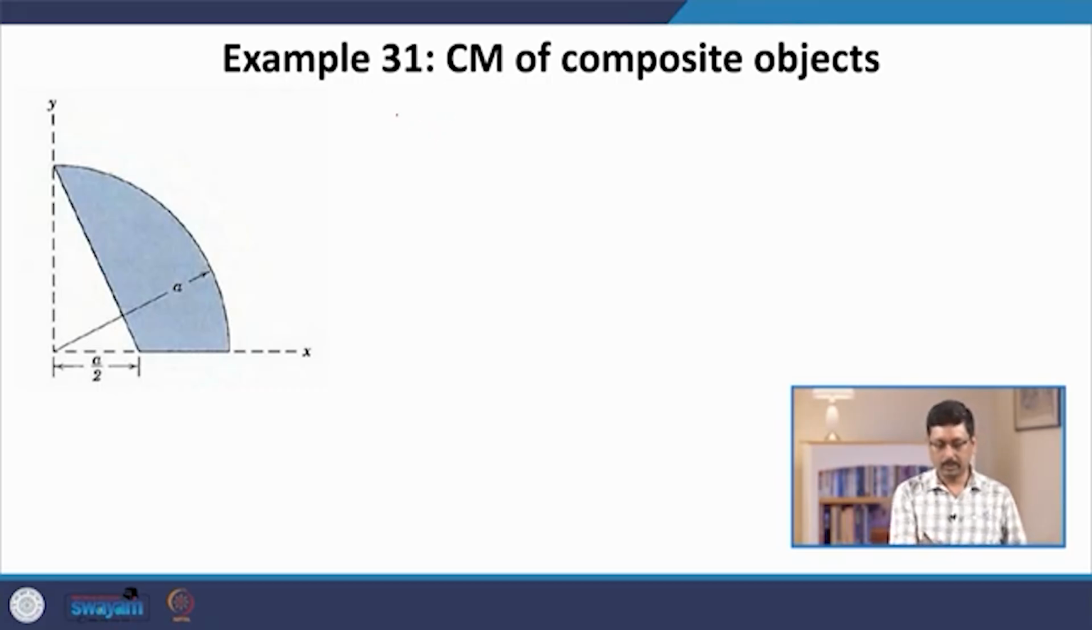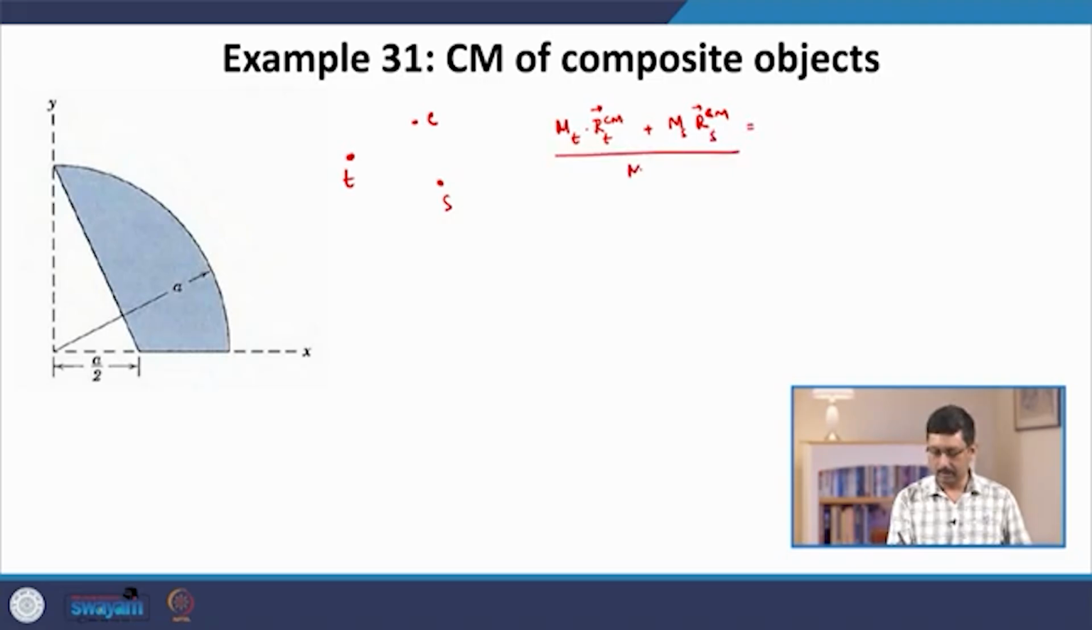So, again, we are going to use this definition. This is the center of mass of the triangle, this is the center of mass of the shaded region, and this is the center of mass of the circle. Let us write it in vector notation: m triangle times r of the center of mass of the triangle, plus m shaded region times the position of the center of mass of the shaded region, divided by the total mass, which is nothing but that of the circle, must be equal to the center of mass of the circle.